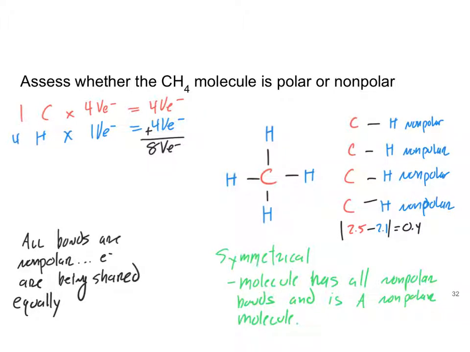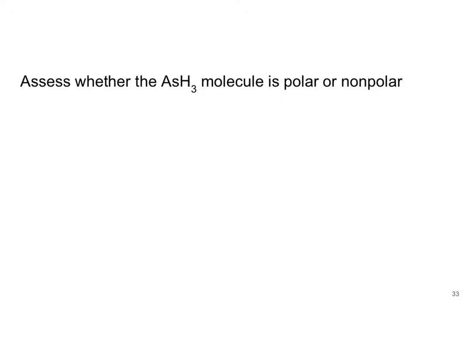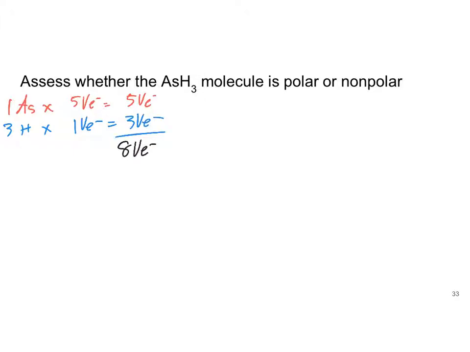Okay, so let's take a look at another example here. So we have AsH3. So the first thing we're going to do here is assess what we've got. So As, I've got one of those, times the fact that it has 5 valence electrons, and I have 3 H's, 3 H's times 1 valence electron, so that's 3 valence electrons, so a grand total of 8 valence electrons.